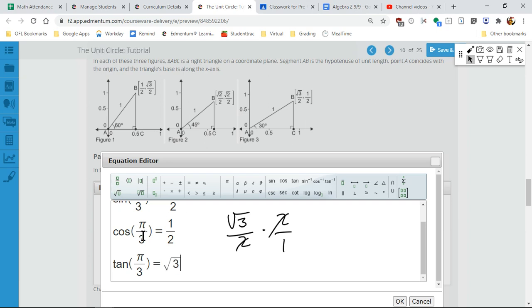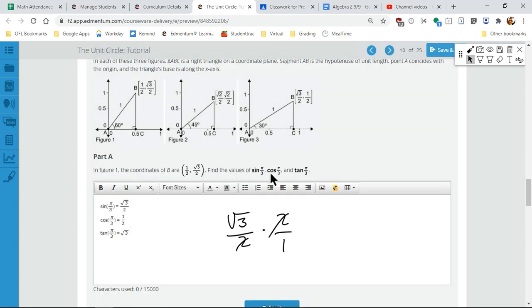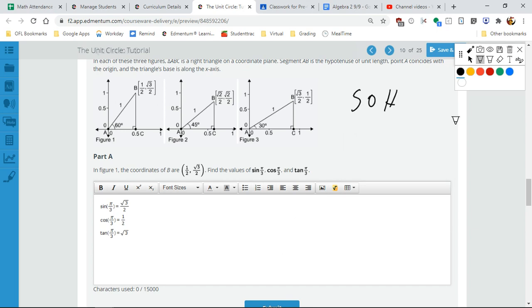So tangent is always the thing we're going to have to do the most work for, because you have to do y over x. For sine, sine is just our y value. Cosine is our x value. Tangent is always our y divided by our x. But why? Because SOHCAHTOA. But why? Do we need to go over SOHCAHTOA again? Yes. Are you serious? SOHCAHTOA. No, I'm just kidding.